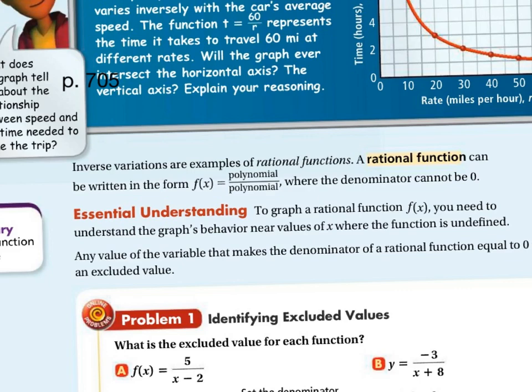It's not going to be like x squared over 5. It's going to be something with a variable in the denominator, as well as probably a variable in the numerator as well, is what we're going to be looking at.